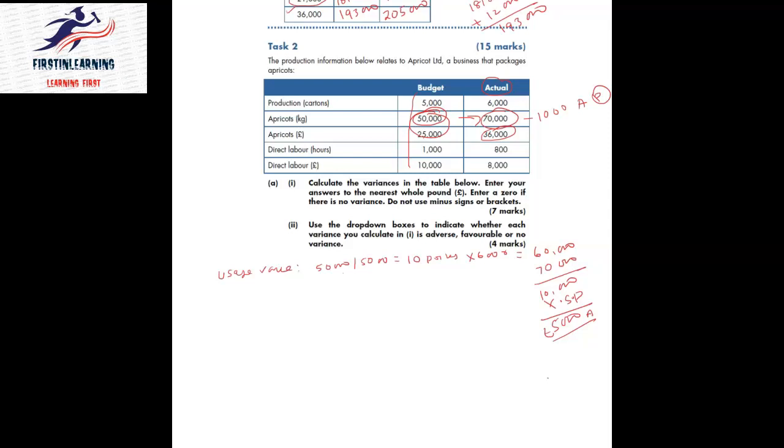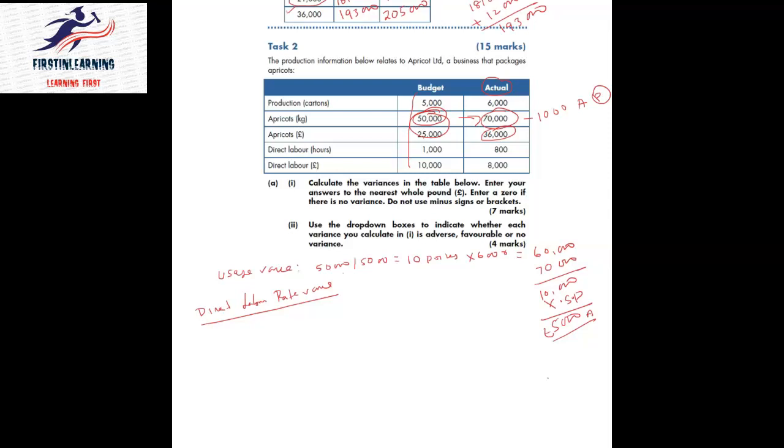The next one we have is direct labor rate variance. On the direct labor rate variance, we have to see, did we pay more per hour to the labor or did we pay less? If we paid more, then it will be adverse. If we paid less, that will be favorable for us because it's a cost. But if we pay the right amount, there will be no variance.